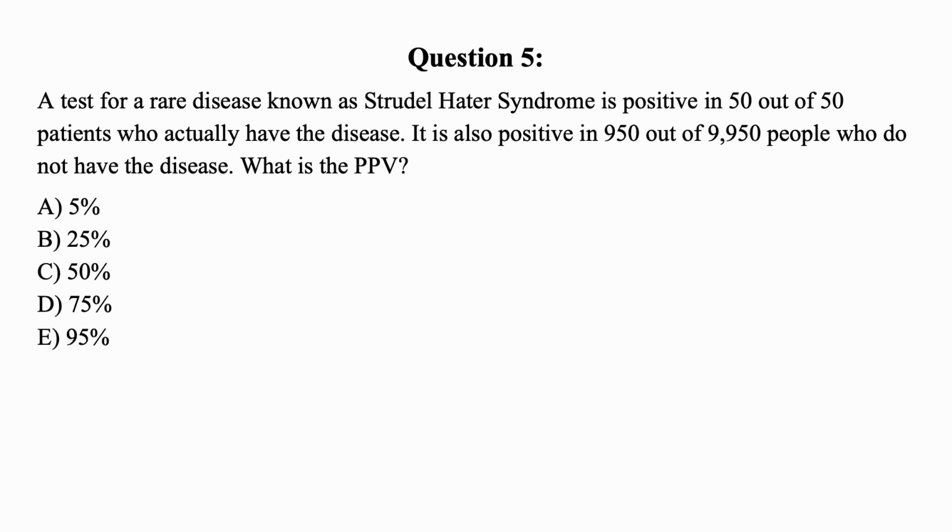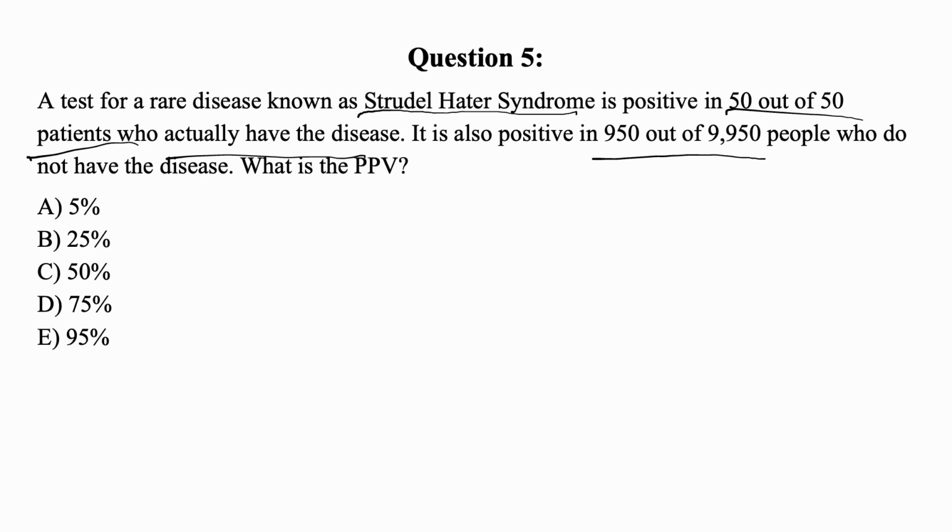All right, question number 5. A test for a rare disease known as Strudel-Hayter syndrome is positive in 50 out of 50 patients who actually have the disease. It's also positive in 950 out of 9,950 people who do not have the disease. I don't know why I didn't just put 1,000 out of 10,000 people who do not have the disease. What is the positive predictive value?